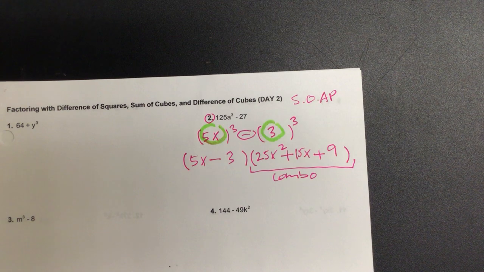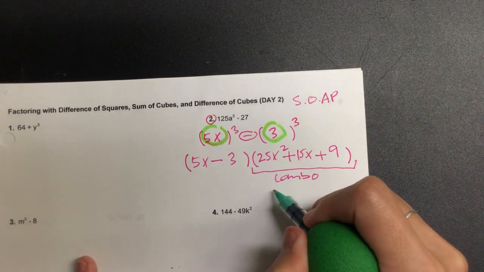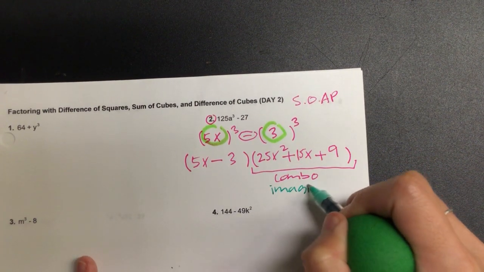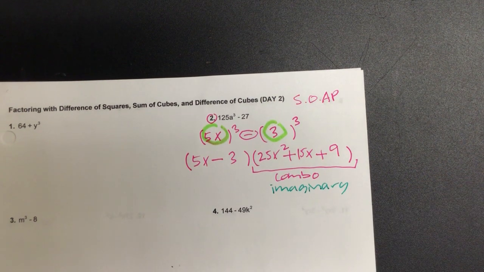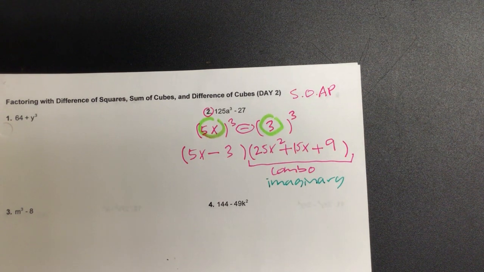So again, in your trinomial, it's the first one times itself. On the very last one, it's the last one times itself. And the middle is one of each. And that's why it's combo. Just an interesting fact, inside the combo is always imaginary. So you will never be able to further factor this, which also means you really can't graph it. So that may be something that you already knew, or maybe you're just reminded of it, or it's brand new today. So are we okay with the SOAP?